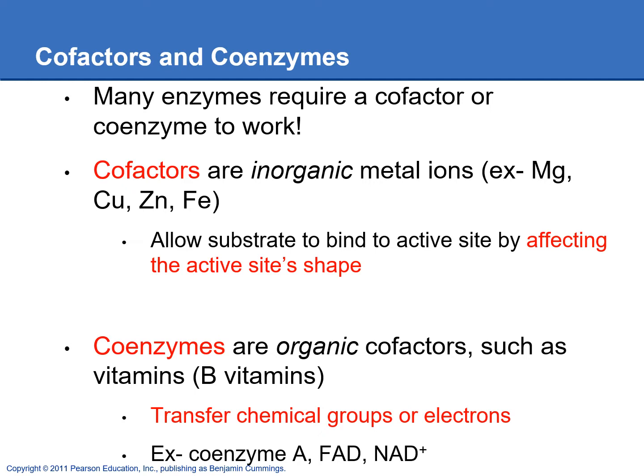Coenzymes are organic, and a lot of times they will be B vitamins. And they serve the function of transferring chemical groups or electrons during the chemical reaction. So some examples of coenzymes would be coenzyme A, FAD, NAD+. Those are all coenzymes.